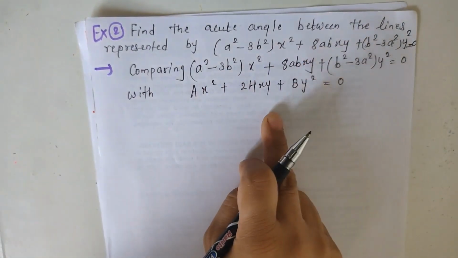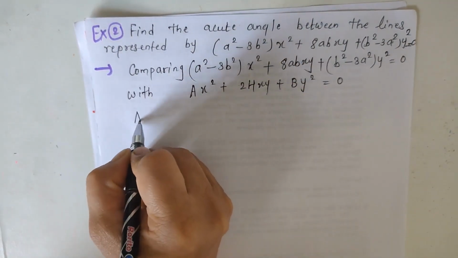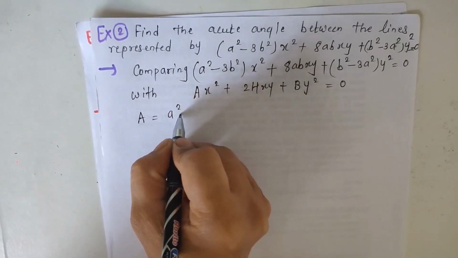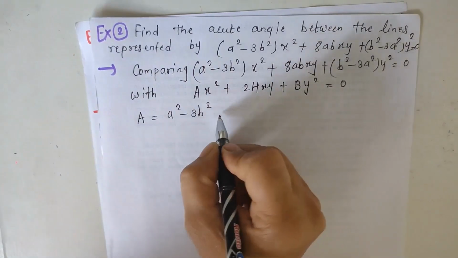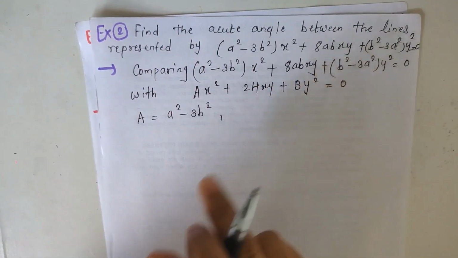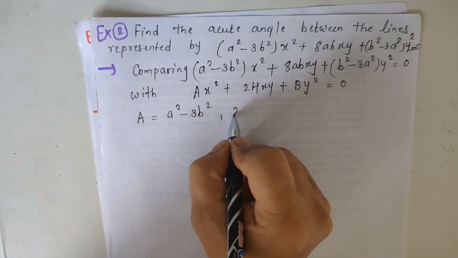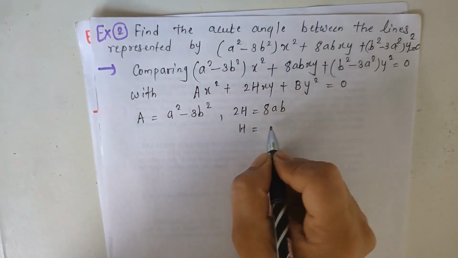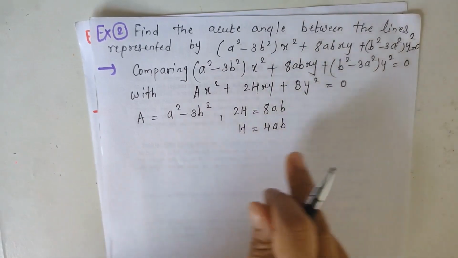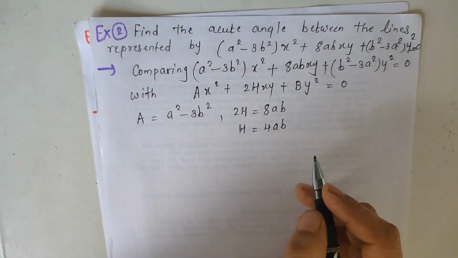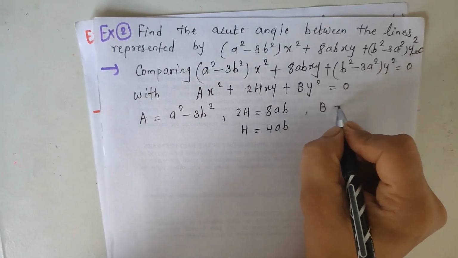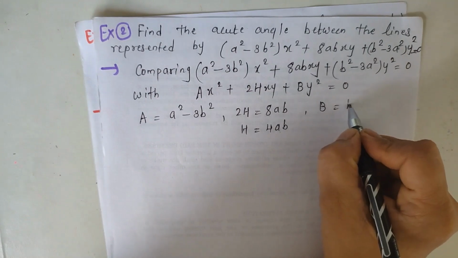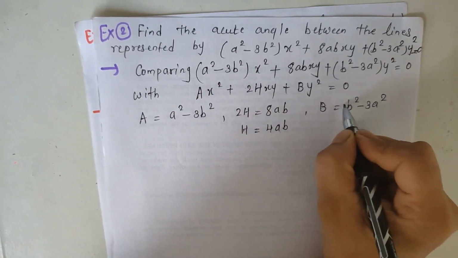So comparing these two equations, we get capital A is equal to the coefficient of x square, a square minus 3b square. Now 2H is equal to the coefficient of xy, 2H is equal to 8ab. Dividing by 2, we get H is equal to 4ab. And capital B, the coefficient of y square, is b square minus 3a square.